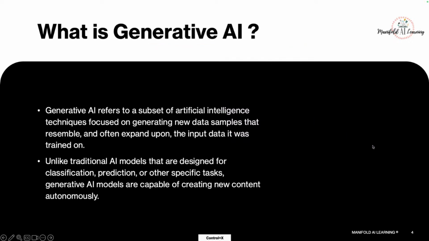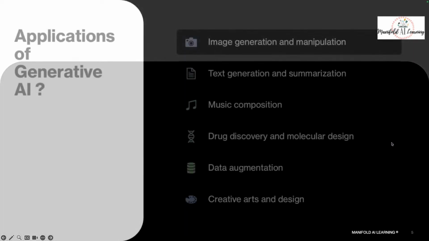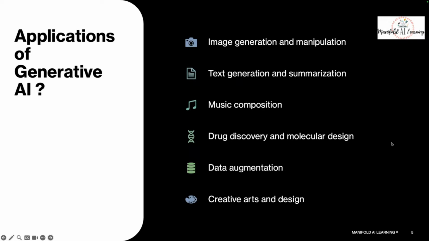With generative AI, it has actually opened up a lot of applications. It can be used in image generation, image manipulation, text generation, text summarization, music composition, video generation, drug discovery, data augmentation, creative arts and design, and code generation. So it has opened up a lot of possibilities and a lot of applications.